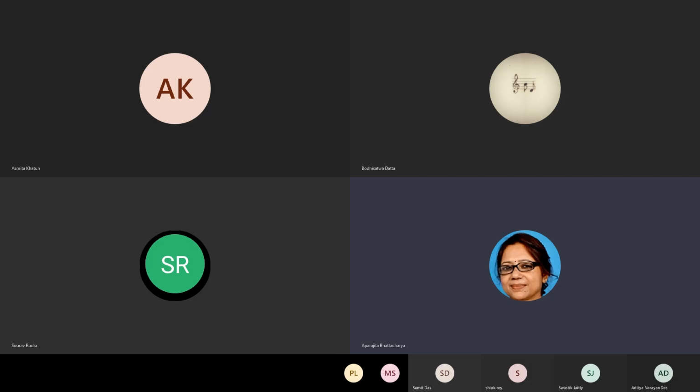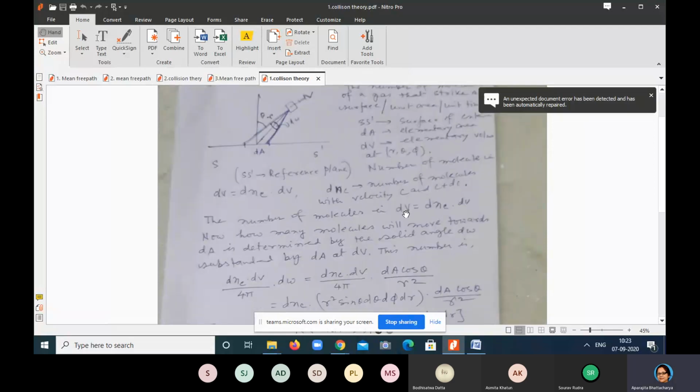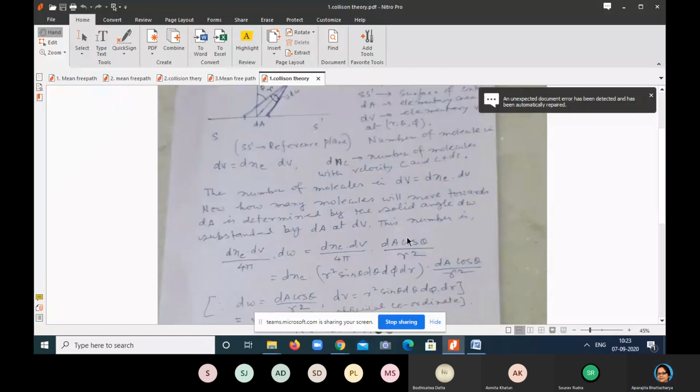We have discussed in detail Maxwell's distribution, dNc. That represents the number of molecules with velocity between C and C plus dc. So the number of molecules in this volume, suppose this is the volume we are considering according to the picture, will be dNc, the number of molecules having velocity between C and C plus dc, multiplied by dV, that is the elementary volume.